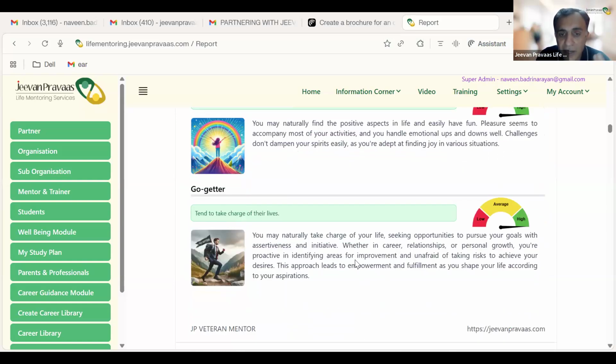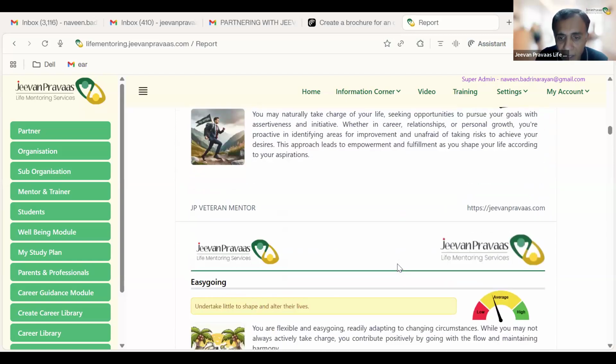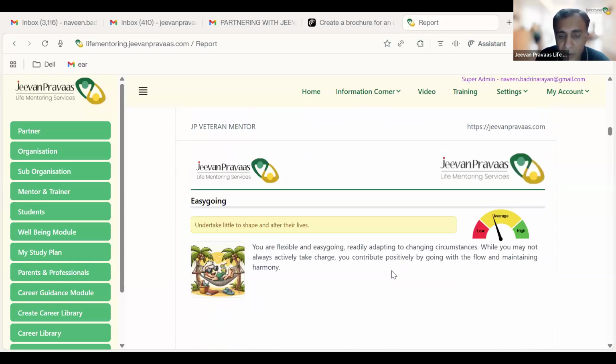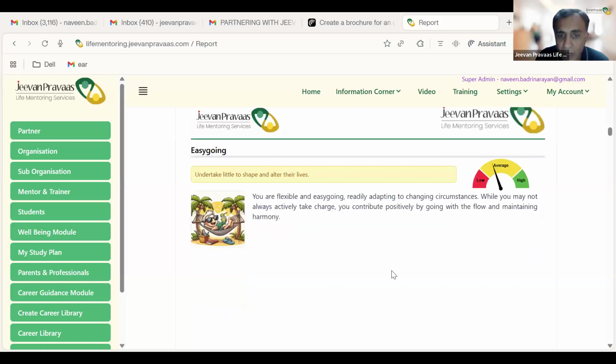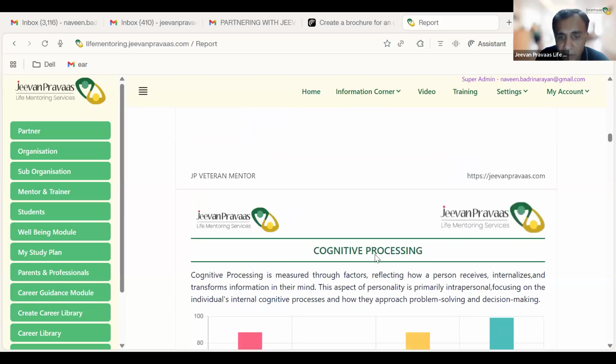Go-getter is like naturally taking charge of your life. You like to go and take charge of stuff, and you're always active. The active part comes out here very clearly. Easygoing is not that high, but it's average: flexible and easygoing, readily adapting to changing circumstances. While you don't actively take charge, you contribute positively by going with the flow and maintaining harmony. So that is coming out here.